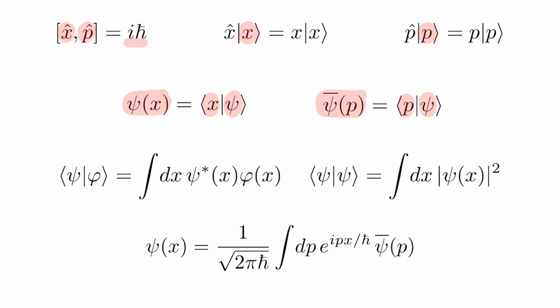Having defined wave functions from the fundamental state-space formulation of quantum mechanics, we can then derive the usual results from wave mechanics, such as the scalar product between two states ψ and φ, which is the integral over dx of ψ*(x) φ(x), and the normalization of a ket ψ, which is equal to the integral over dx of the absolute value squared of ψ(x). We have also been able to relate the position representation to the momentum representation, and we have found that the wave function ψ(x) is related to the momentum space wave function ψ̄(p) through an integral over a plane wave e^(ipx/ħ), which tells us that the momentum and position wave functions are related to each other via Fourier transform.